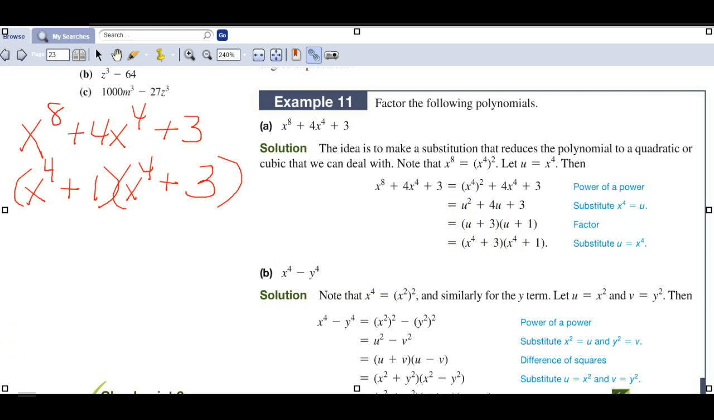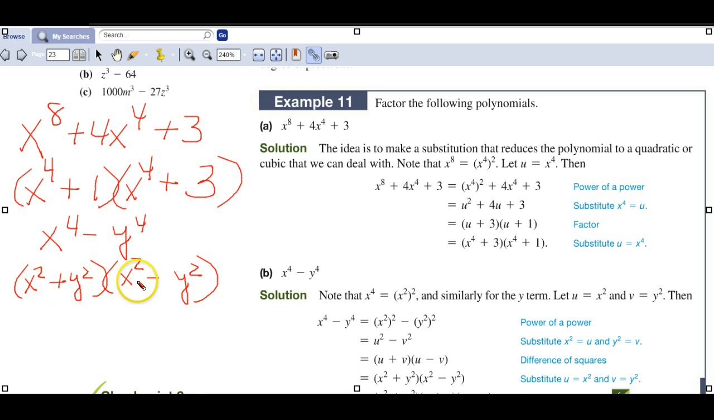Now, this one's a little tricky. This is the difference of perfect squares. So this will factor into its conjugates. X squared plus y squared, x squared minus y squared. Now, if you left it like this, you wouldn't get credit for it, because this is still the difference of squares that can be factored. The sum of squares cannot be factored, but this can be factored into its conjugate still. X plus y, x minus y.